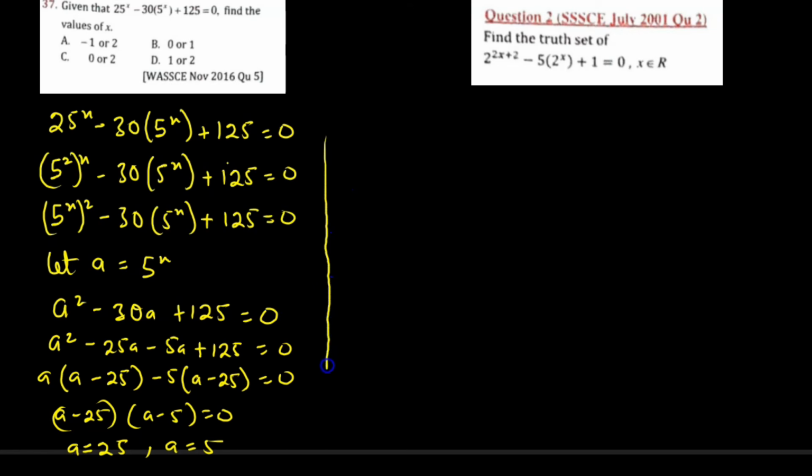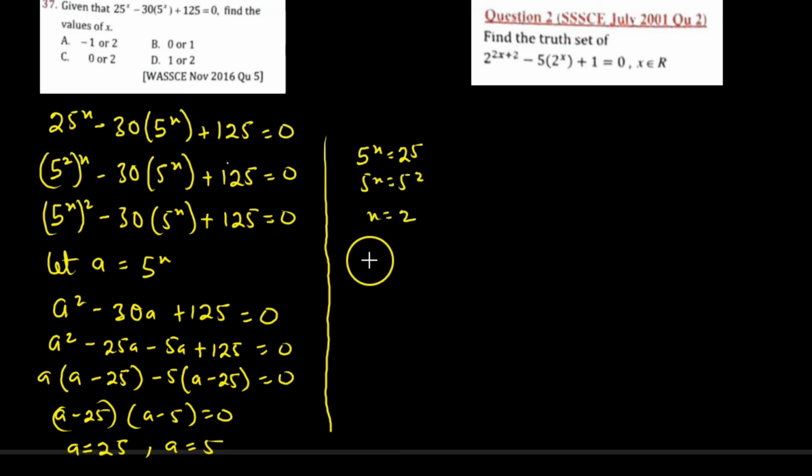So having this, a will be equal to 25 or a will be equal to 5. So we can say that, let me do it small here, we have 5 to the power x is equal to 25, and 5 to the power x will be equal to 5 to the power 2, and x will be equal to 2.